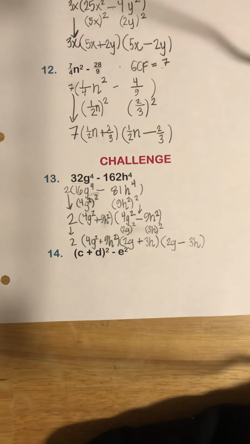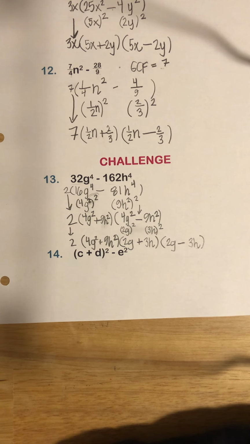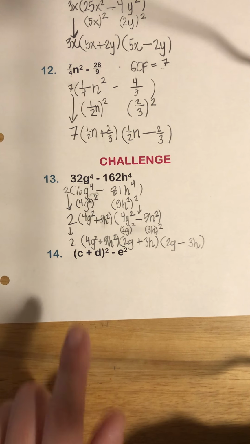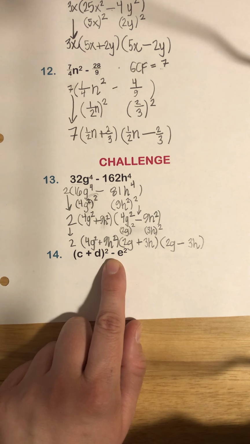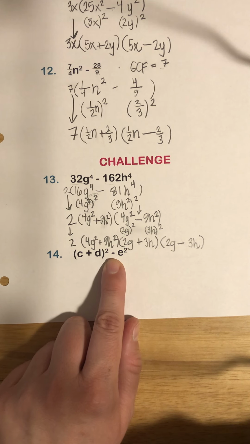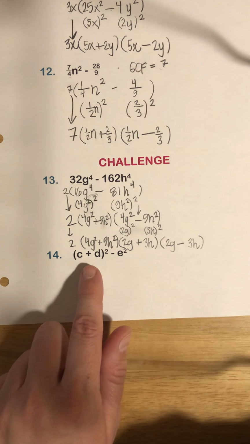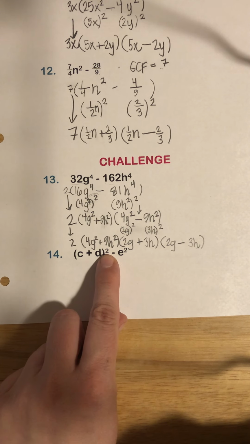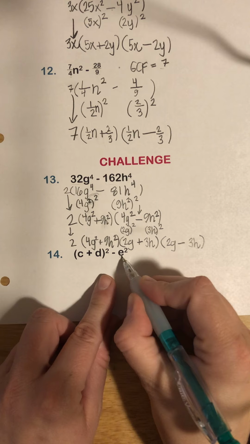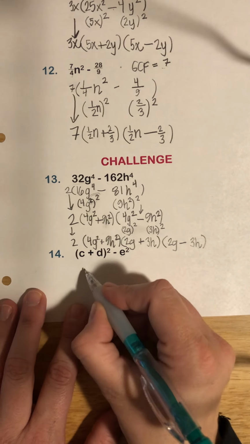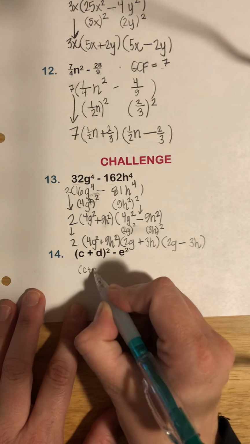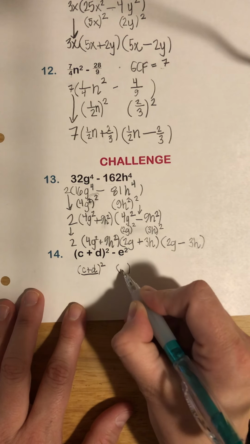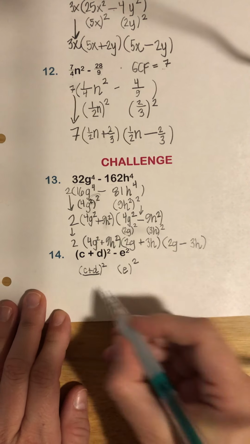Now number 14 I think is a little tricky. So if you didn't have any idea how to start it, it's totally fine. So look at what we have. We have a minus sign, which already lets me know we have a difference. Look at this. This is a perfect square because we have something being squared. Over here, what's being squared? E. So right here, I'm just going to write that down. This is something being squared, and that is E being squared.